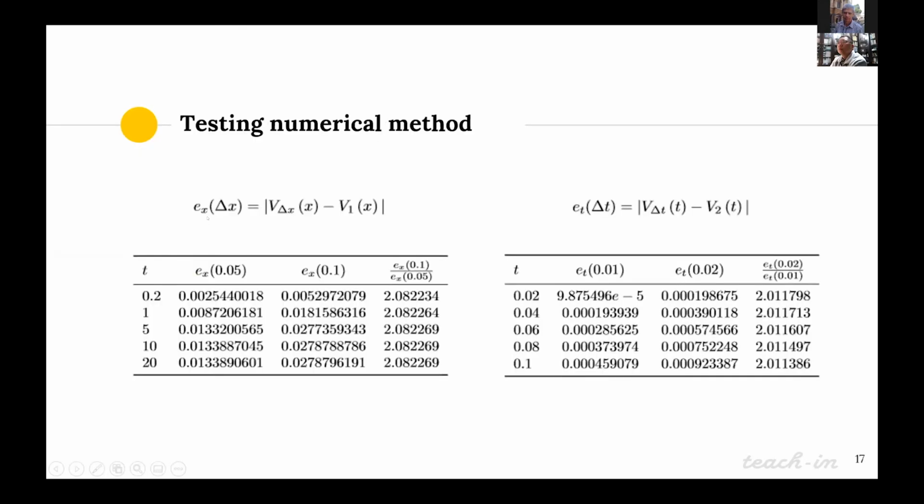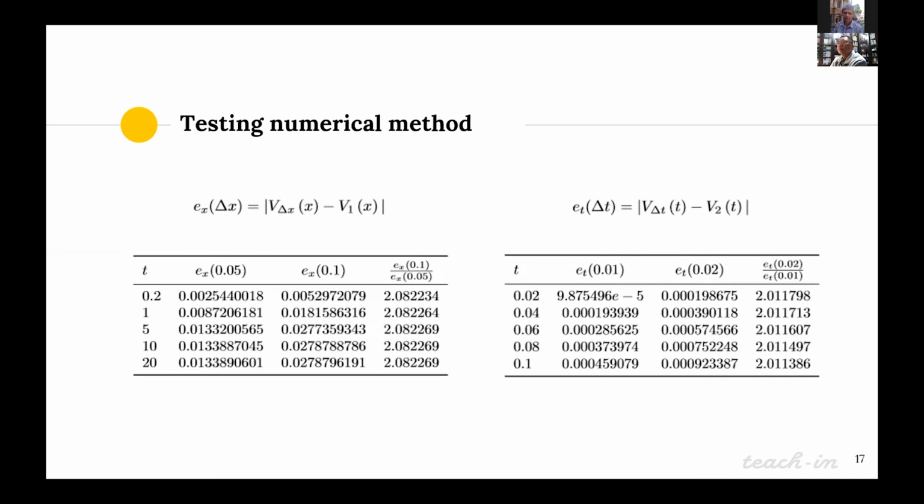Now, in this slide, you can see two tables with the results of these two examples. In the first table, we are just changing the step size in space, delta x, and we see that when we reduce the step size in space by 2 times, the error also reduces about 2 times. And on the right-hand side, we can see an analogous experiment where we change delta t. So if we reduce delta t to 1/2, the error also reduces approximately 2 times, okay? So these examples, as I said, were just to test the numerical method.